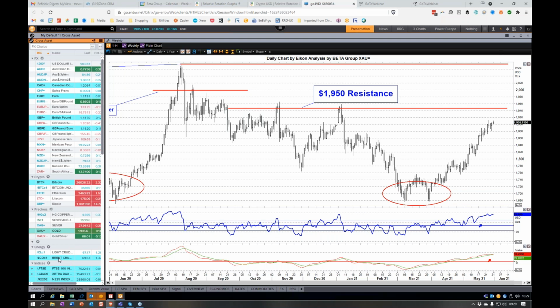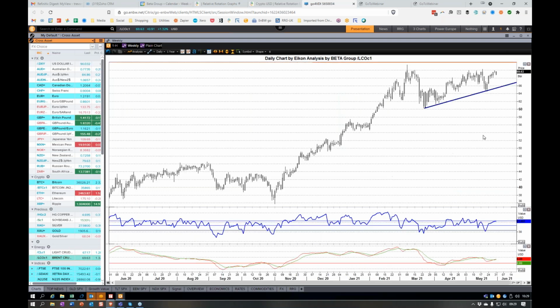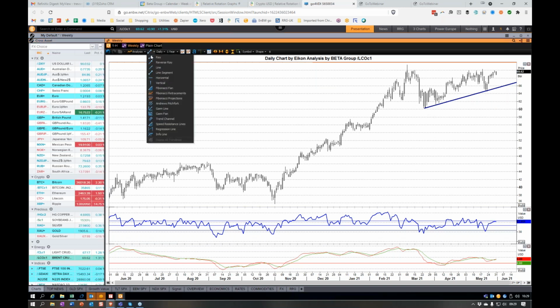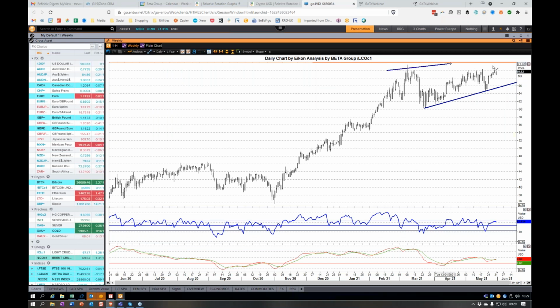Now moving to Brent crude oil. Here we're ranging really, but with an ascending pattern. We've got higher lows in place, but we've got this big resistance level at $70 here, and $70 is very important. Ascending triangle, so it's looking more likely to break up than down, but it's very, very hesitant.